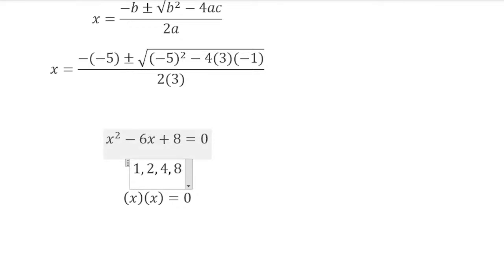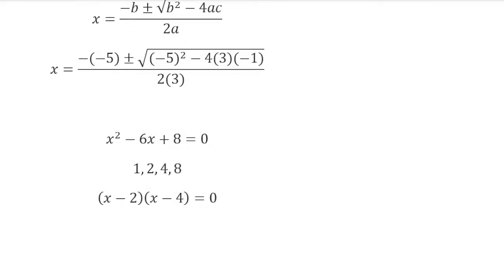So now, if the last term is positive, we'll have to add the factors of 8 that will give us the middle term. So in this case, the factors of 8 that we can add is going to be 2 and 4. That will give us 6. So the rule says if the last term is positive, we have to add the factors of the last term to get the second term. Then we take the sign of the second term. In this case, the second term is negative, so it's going to be minus 2 and minus 4.